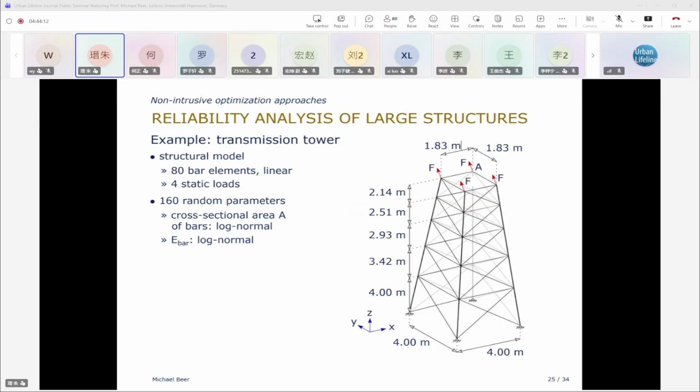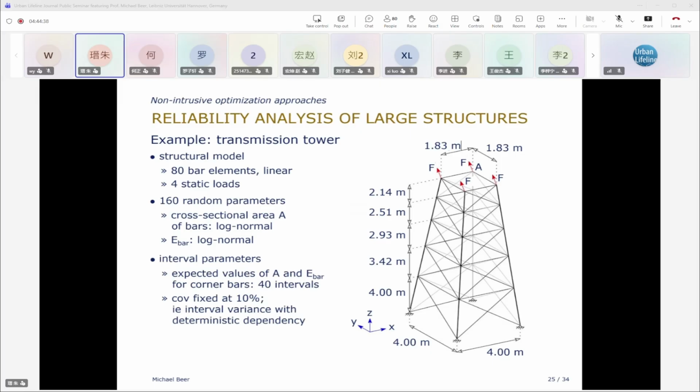So how does this look for an example? Let's say we calculate the reliability of this transmission tower, and we want to put a limit on the displacement as a failure criterion. Then we have several parameters which are imprecise. So 160 random parameters are involved here, 80 bar elements, linear for static loads. And we have a total of, I think, 40 intervals, which are the expected values of A and Young's modulus of the corner bars.